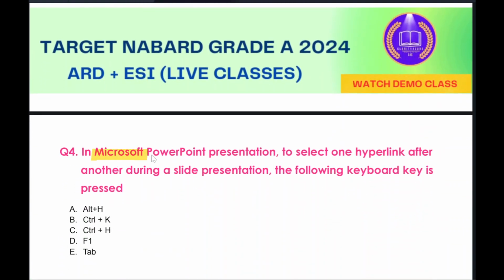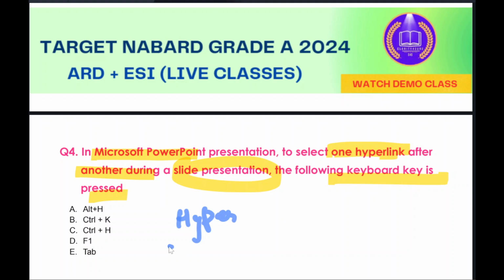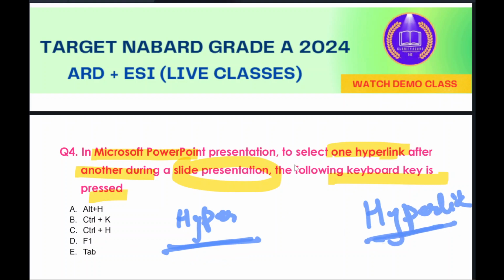In a Microsoft PowerPoint presentation, to select one hyperlink after another during a slide presentation, which keyboard key is pressed? One hyperlink is in the slide and you have to move to the next hyperlink. Then you should press Tab, from one hyperlink to another.